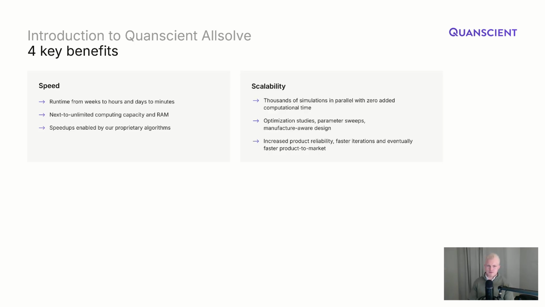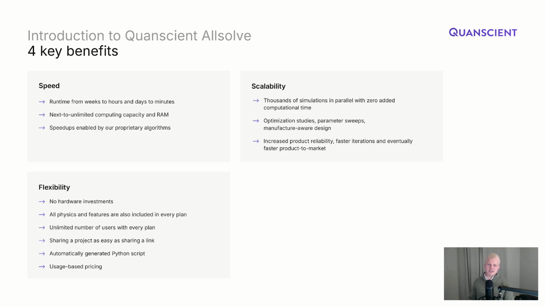Now, the scalability stems from the same fact of having, again, next to unlimited capacity of computing power and RAM. What that allows our customers to do is to basically run as many simulations as they want in parallel with zero added computational time. And with this capability, pretty much your imagination is the limit. We have had customers run 1,000 simulation Monte Carlo studies, massive parameter sweeps, manufacturer-aware design with manufacturing constraints taken into account, and more, basically resulting in better designs, increased product reliability, faster iterations, and eventually just faster product to market.